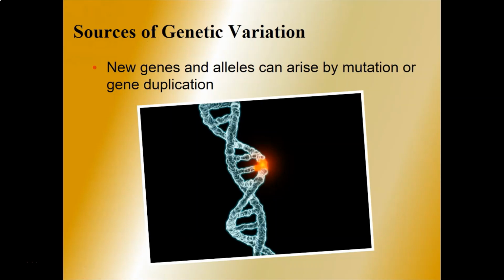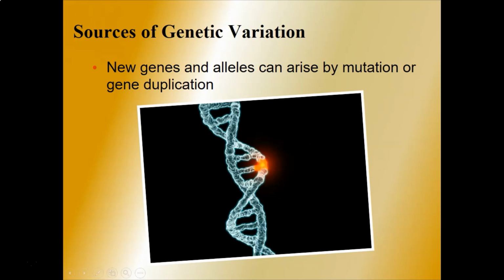So where do we get this genetic variation from? Well, the main thing, of course, is mutation. You could also have gene duplication, but mutations are those random changes that happen, and they could be caused because of mutagens and things like that, but a lot of times it's just your DNA changing.